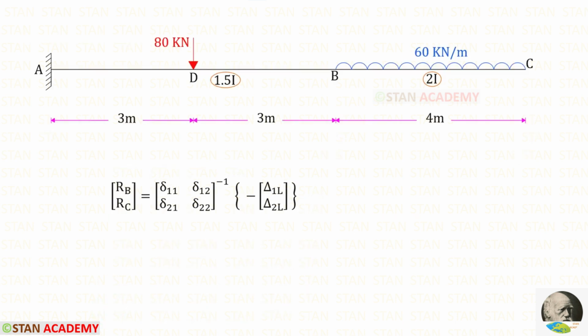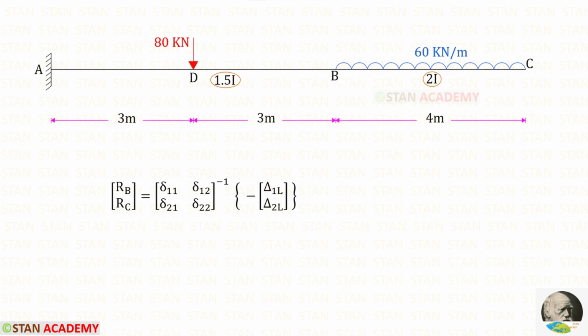Now let us take the released structure. From the point B and C, we have released the vertical reactions RB and RC. In this case, these displacements will be the deflections in the points B and C. To find them, we are going to use the unit load method.